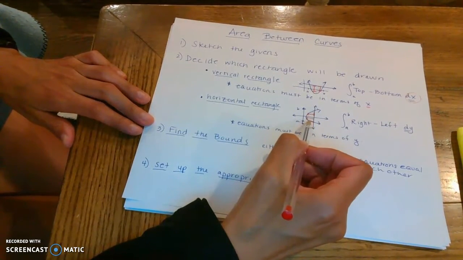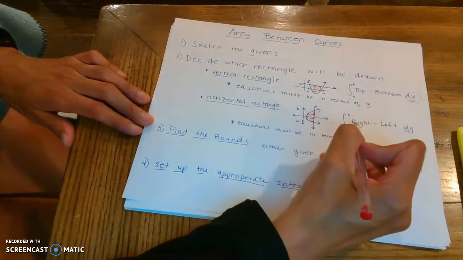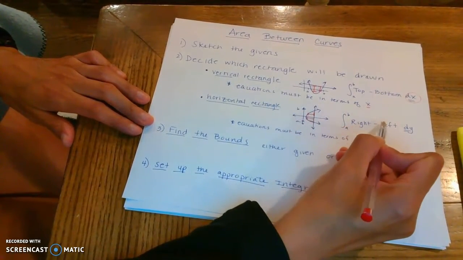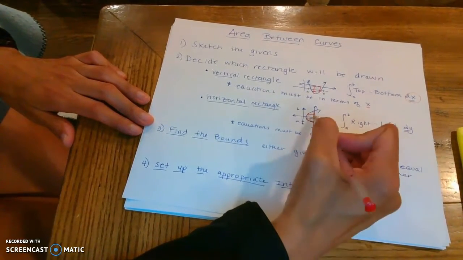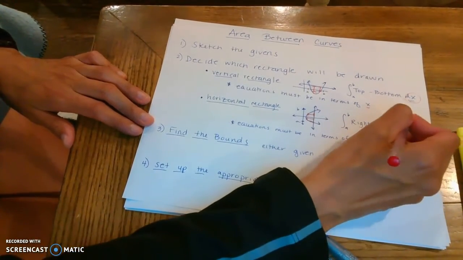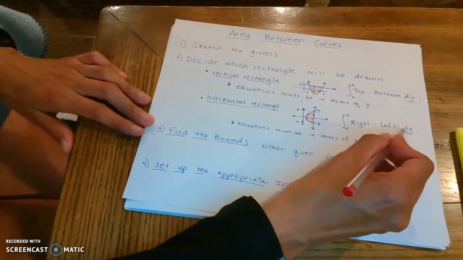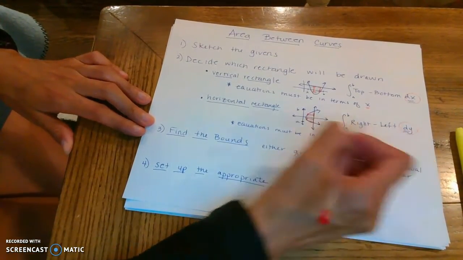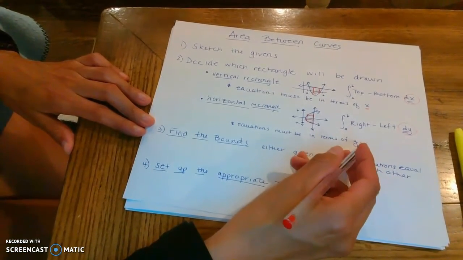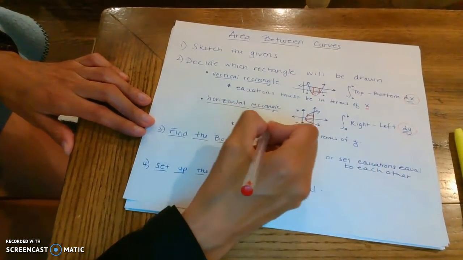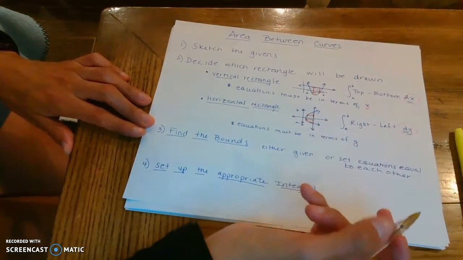So if that's the case, you would be setting up a horizontal rectangle, and instead of top function minus bottom function, it's going to be the right function minus the left function, and your variable of integration will be dy. If your variable of integration is dy, all your equations must be in terms of y. So that means you'll have something that looks like x equals y squared plus 2y and x equals 6.